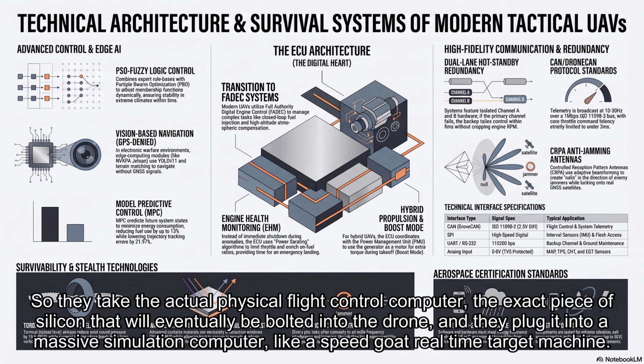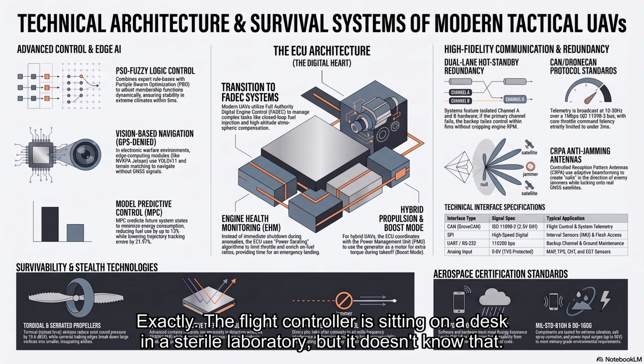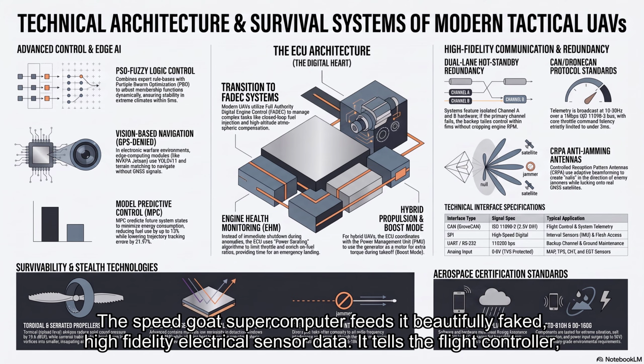Hardware in the loop. So they take the actual physical flight control computer, the exact piece of silicon that will eventually be bolted into the drone, and they plug it into a massive simulation computer, like a Speedgoat real-time target machine. Exactly. The flight controller is sitting on a desk in a sterile laboratory, but it doesn't know that. The Speedgoat supercomputer feeds it beautifully faked, high-fidelity electrical sensor data.